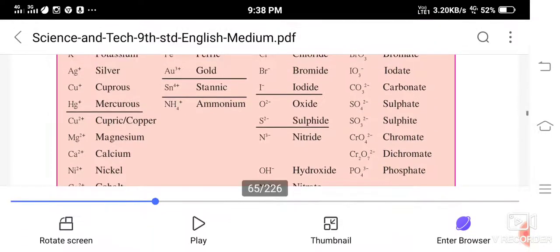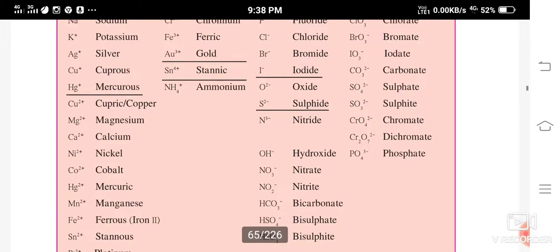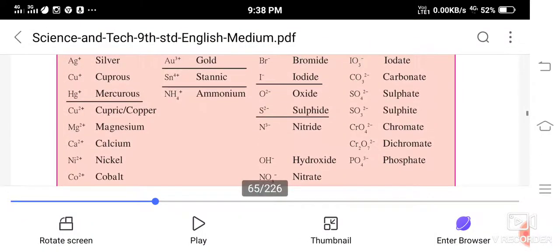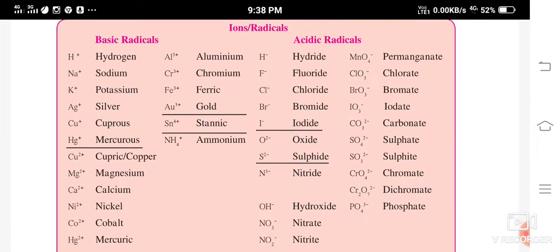Now see, cupric is 2 plus, magnesium is 2 plus. The 2 represents the valency, and plus tells you that all these are cations. Aluminum is 3 plus, so 3 is the valency; chromium 3 plus, ferric 3 plus, gold 3 plus, Sn 4 plus that is stannic, and ammonium is 1 plus. So 1 is the valency of ammonium.